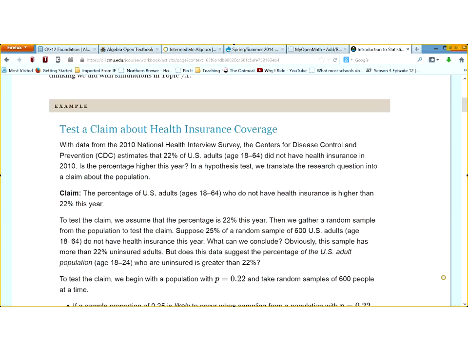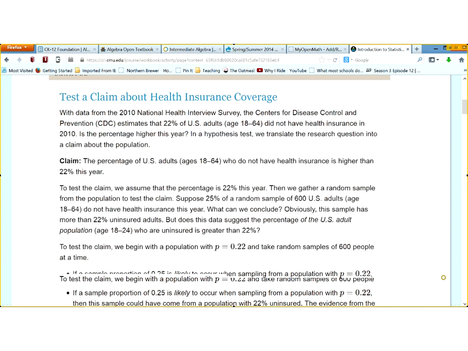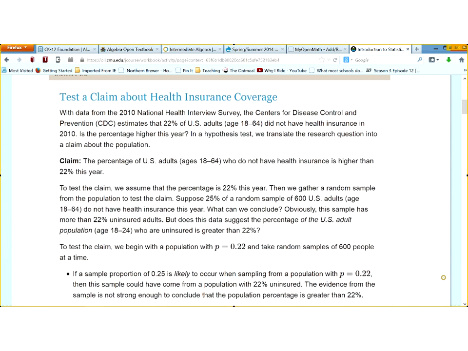All right, testing a claim. This is very similar to just that exact same probability we calculated before. This is testing a claim about health insurance coverage. The Centers for Disease Control estimated in 2010 that 22% of U.S. adults did not have health insurance in 2010. The question is, is the percentage higher this year?